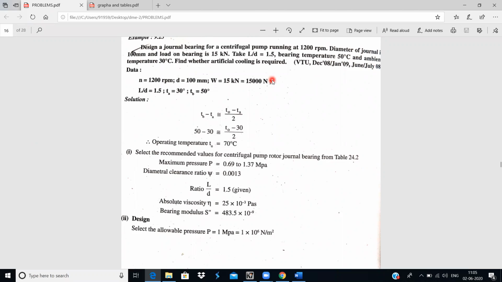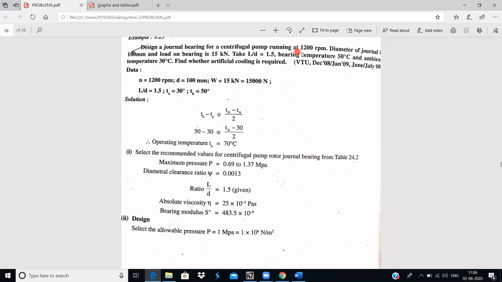If you see the problem, they say: design a journal bearing for a centrifugal pump. Now we are going to design a bearing which is used for the centrifugal pump, and this centrifugal pump is running at 1200 rpm. Diameter of the journal is 100 mm and the load acting on the bearing is 15 kilonewton. So they have given a centrifugal pump. Now we are going to design a journal bearing for the centrifugal pump application.